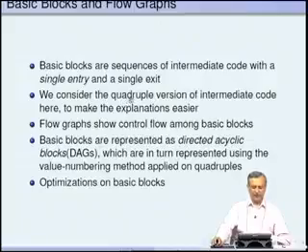So, we consider the quadruple version of intermediate code so that explanations are easier, but with some modification we can also process tree intermediate code. Flow graphs actually show the control flow between these basic blocks, and basic blocks are represented as a directed acyclic graph. I will show you some examples of this, which are in turn represented using the value numbering method, which is applied on quadruples. So, we are going to study all these processes along with optimizations on basic blocks.